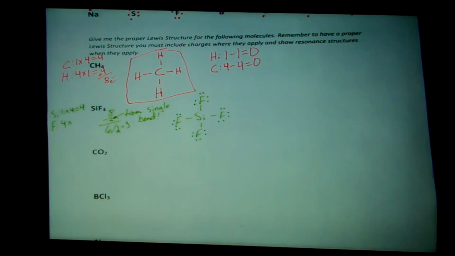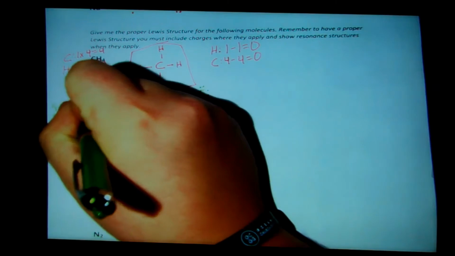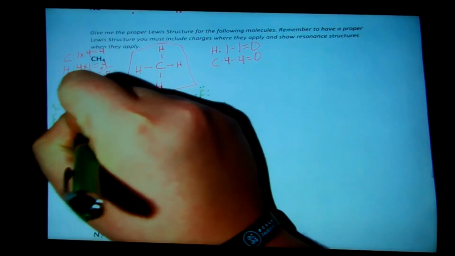Alright, from here, fluorine is in the 17th column, so that's 7 valence electrons. 4 times 7 is 28. Add that together, gives me 32. I'm supposed to show 32 electrons in this case.